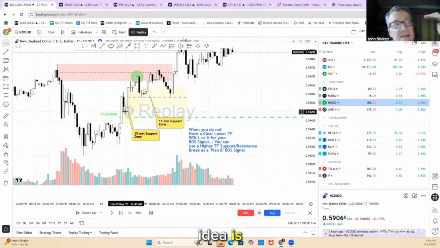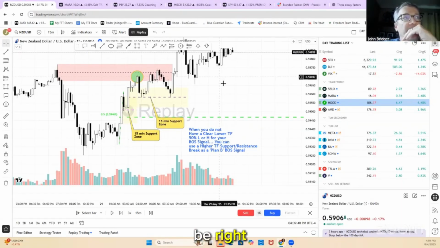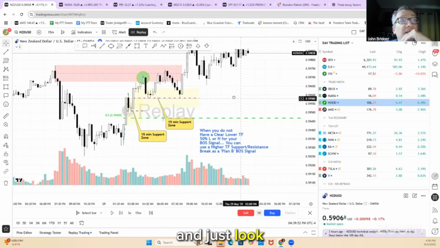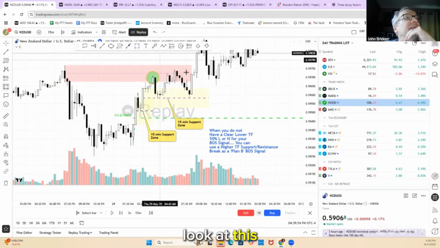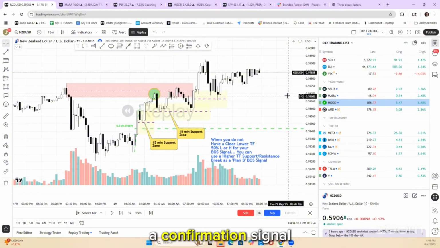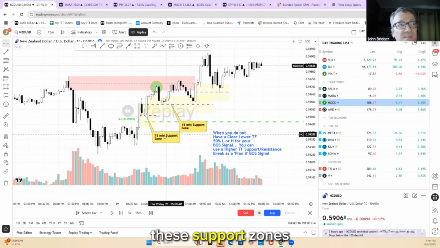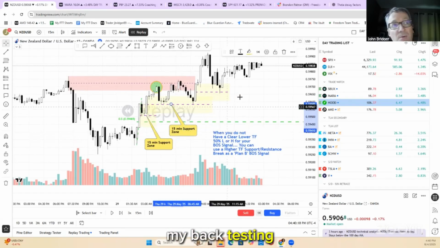Just the general idea is the higher time frame candles, the higher time frame you go, the more likely they tend to hold structure. So as I go 1 hour, 4 hour, whereas the lower time frame you go, the more random it tends to be. As you can see here, you can see the same thing. Look at this. I just tapped it and just kept going. So that is just a confirmation signal when you don't have a clear lower time frame low or high that you're able to see for a demarcation of a break. I use these support zones as a tool, and I found through my back testing it works pretty well.